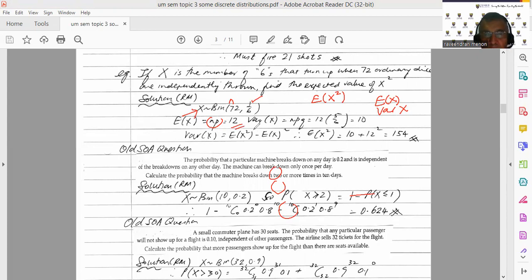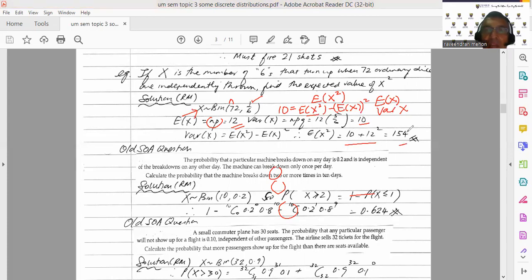Variance is npq, so it'll be 12 times 5 over 6. You will get your answer: 12 divided by 6 is 2, times 5 is 10. So then the variance of X is 10, which equals the expected value of X squared minus the expected value of X, whole thing squared. So the expected value of X squared will be 10 plus 12 squared. You'll get your answer.